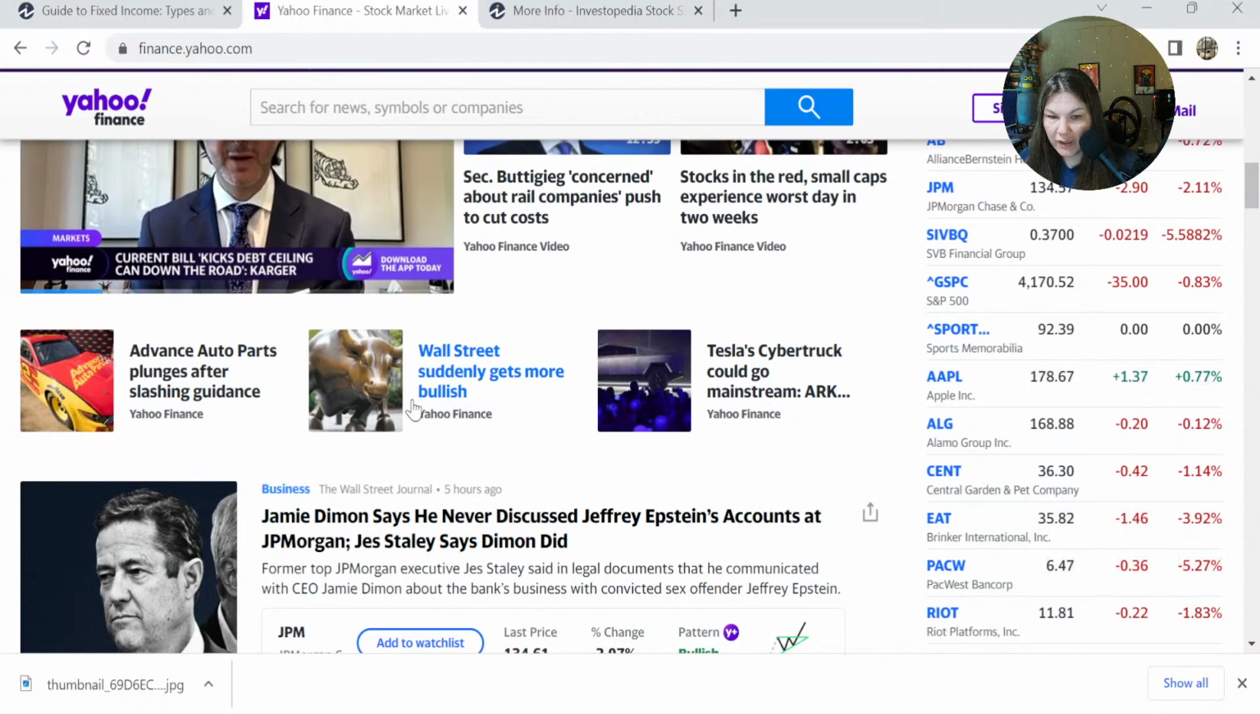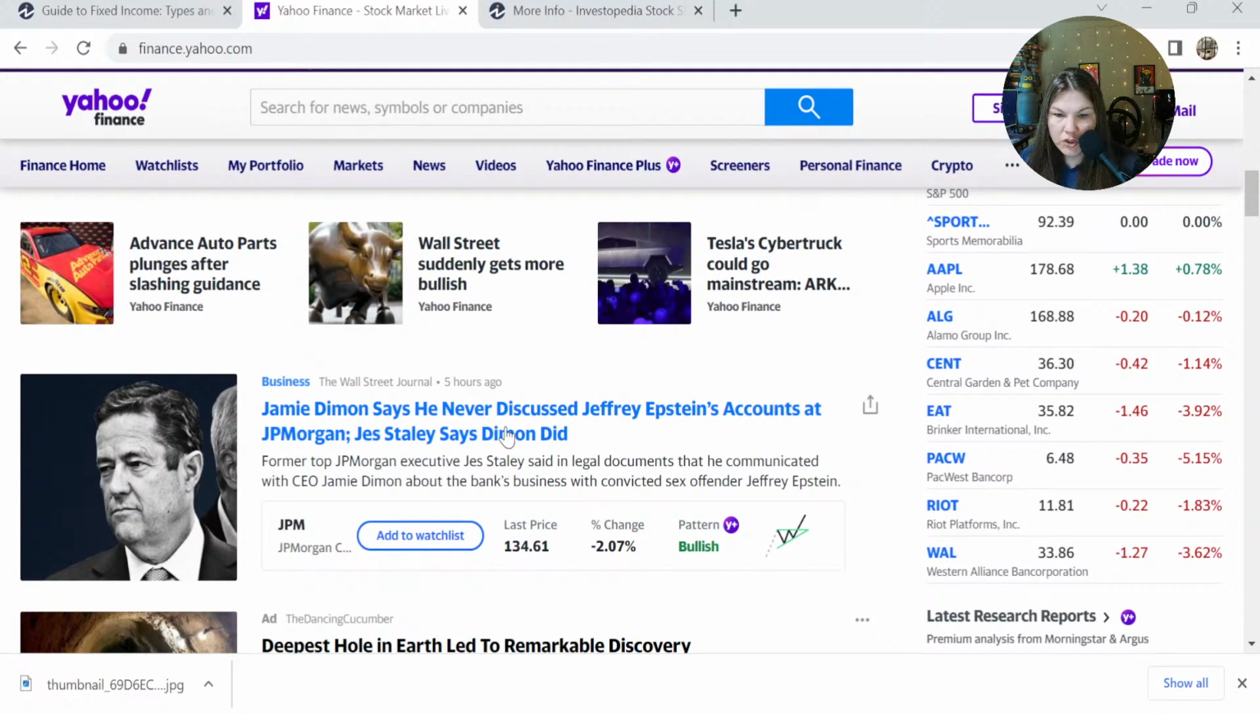Tesla's Cybertruck could go mainstream. Wall Street suddenly gets more bullish. Advance Auto Parts plunges after slashing guidance. Jamie Dimon says he never discussed Jeffrey Epstein's accounts at JP Morgan. Jes Staley says Dimon did.